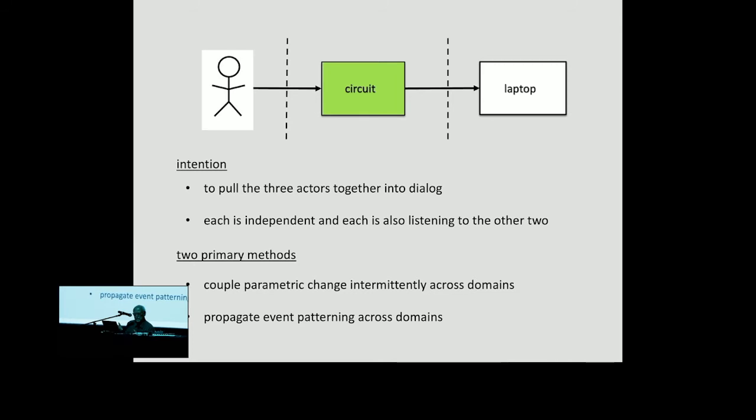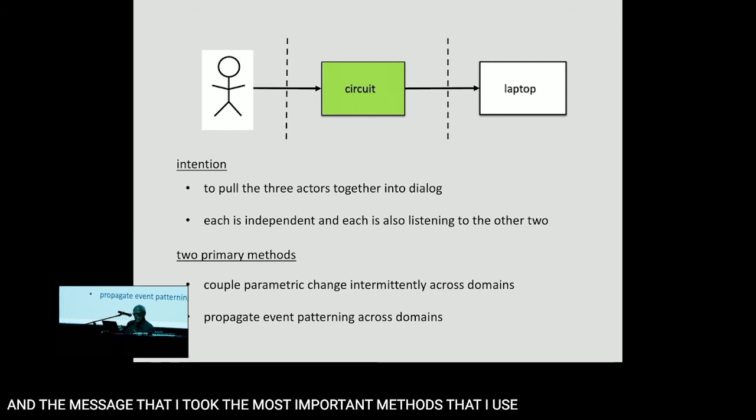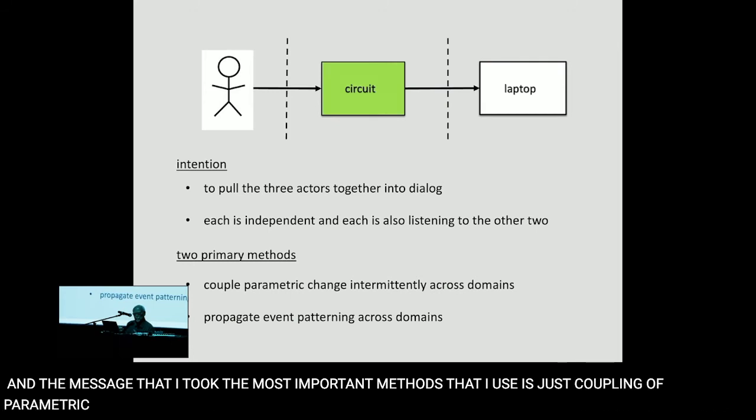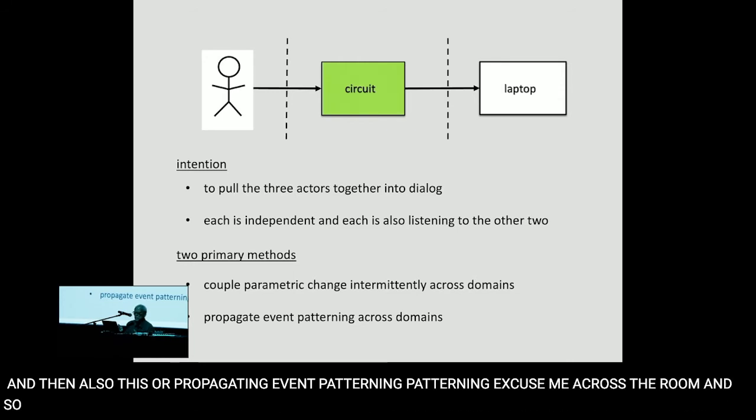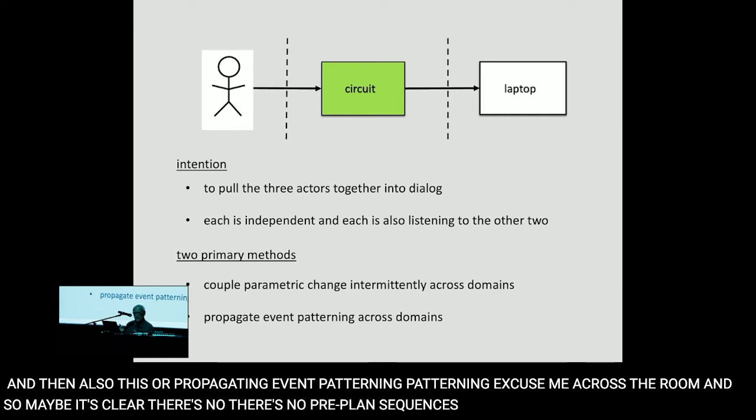And the methods, I think the most important methods that I use, is this coupling of parametric change intermittently across the three domains. And then also this sort of propagating event patterning across the domains. So maybe it's clear, there are no pre-planned sequences made ahead of time.